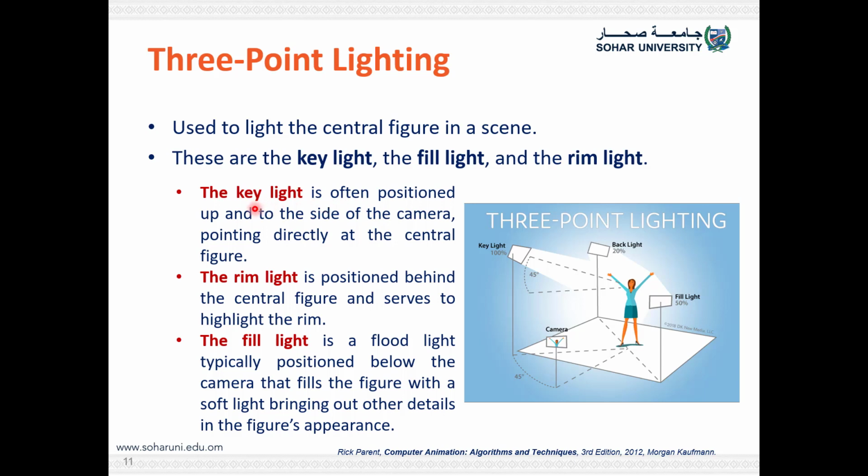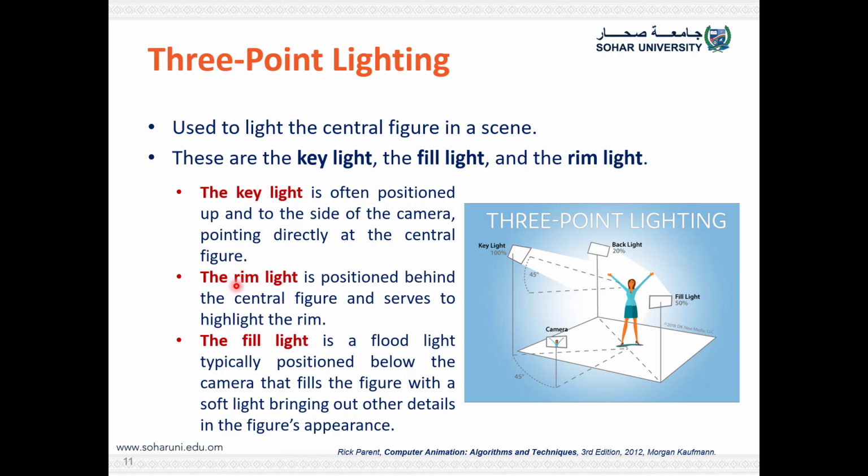Now we need to understand for each light 2 things: the position of the light and the purpose of the light. The key light is positioned up and to the side of the camera. We use it to draw attention to what's important in this figure. So this one is pointing directly at the central figure. Again, to show what's important. This is the purpose of this light.